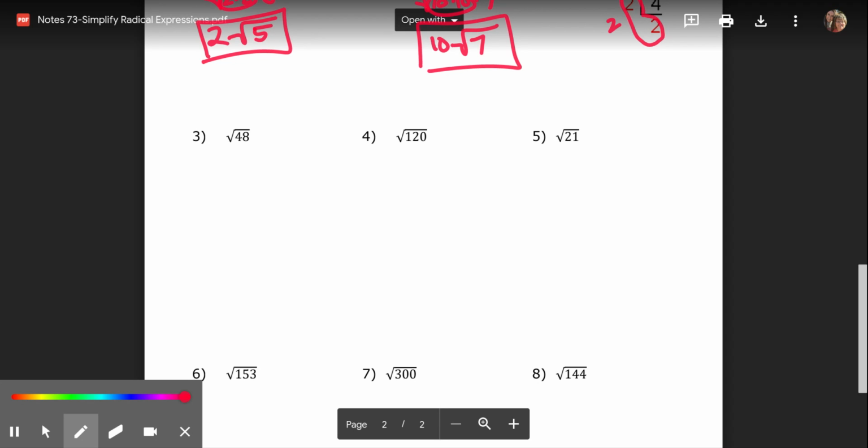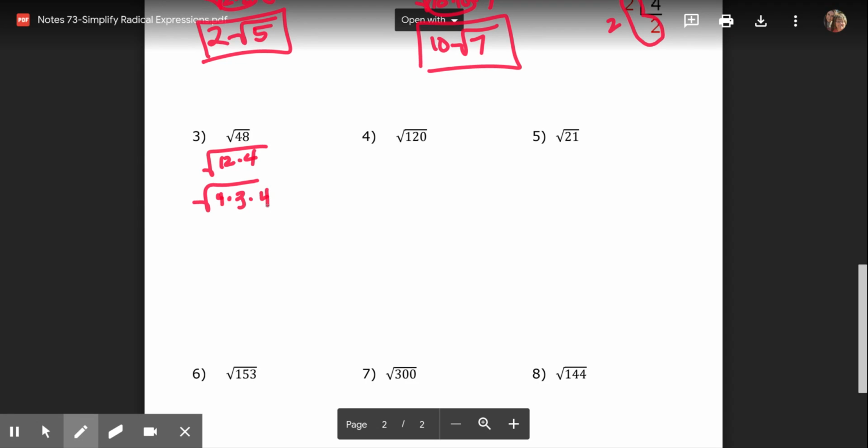All right, number 3, 48. I'm just going to do 12 and 4. So I'm going to start with 12 and 4, and then 12 breaks down into 4 and 3. And then I have my 4. Now, here's something you could do. Instead of breaking the 4s down into 2 2s and another 2 2s, right there is a pair. So you could go ahead and pull that out. So your final answer would be 4 square roots of 3.